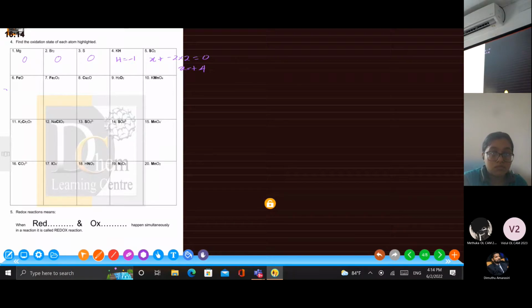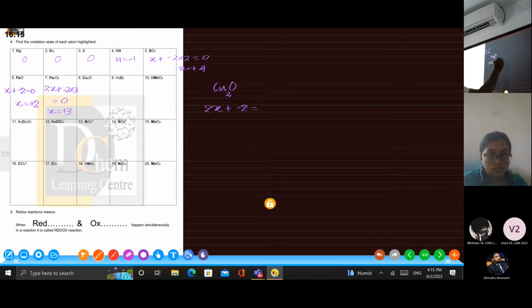And FeO, iron is X, oxygen is -2, sum 0. So then X is +2. And Fe2O3, it's 2X plus -2 into 3 is equal to 0. Therefore, X has to be +3. Let me write it a little clearer: 2X plus -2 into 3. Copper(I) oxide, Cu2O: here it's 2X plus -2 is equal to 0. So then X is going to be +1.